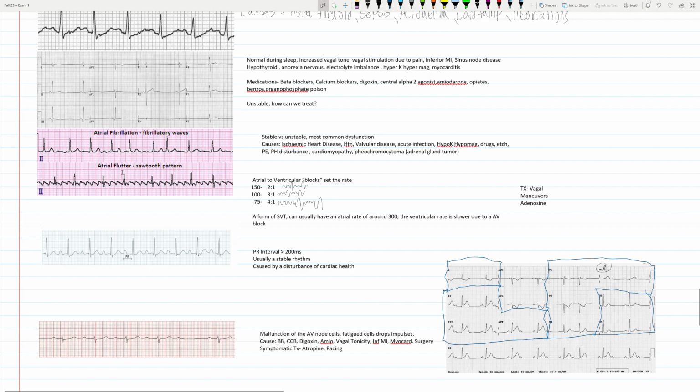Now when we're looking at atrial flutter, we can actually see that these P complexes, we'll call them, have organization. They all look pretty much the same with limited deviation. So this is more organized, okay? When we're talking about these, we can see we have atrial to ventricular blocks, and these set the rate, okay? So if we're looking in here, we can have a 2-to-1 pattern.